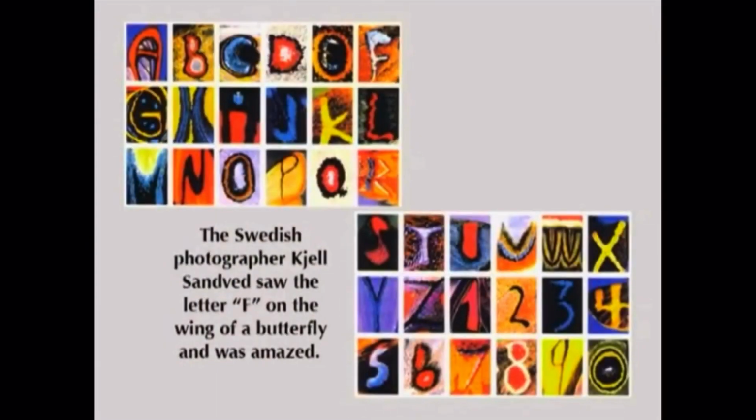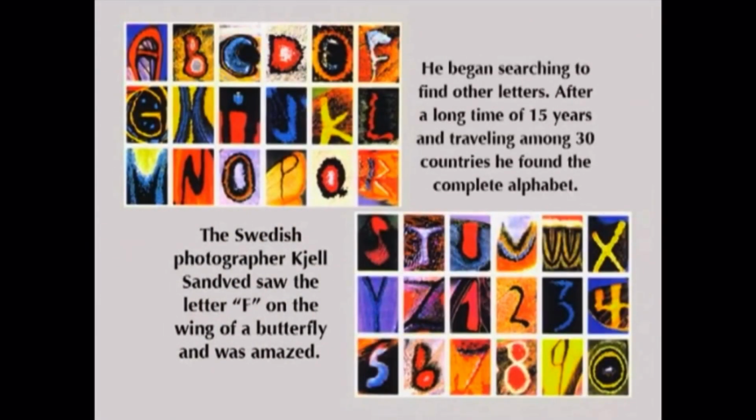And so he took a microscope to look at the wing of a butterfly to find other letters, but he couldn't find any. And so he was looking to other butterflies, and you see the solution here. After a long time of 15 years and traveling among 30 countries, he had found the complete alphabet. My question is, is this information in the case as I have defined it before?